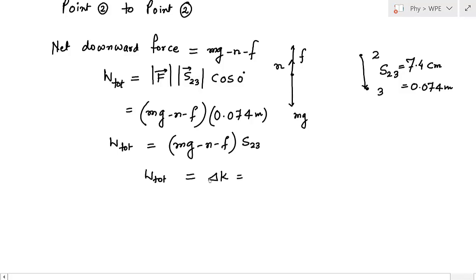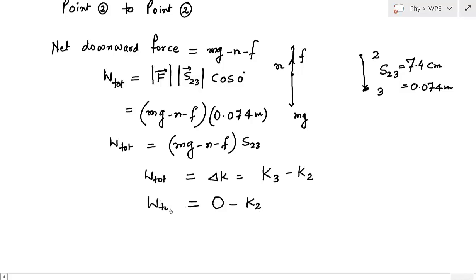And the change in kinetic energy from point 2 to point 3 is nothing but kinetic energy at point 3 minus kinetic energy at point 2. Now at point 3, this hammer is going to come to rest. So velocity at point 3 will be 0. If velocity is 0, then kinetic energy will be 0. So K3, that is kinetic energy at point 3, is 0, and this is minus K2.